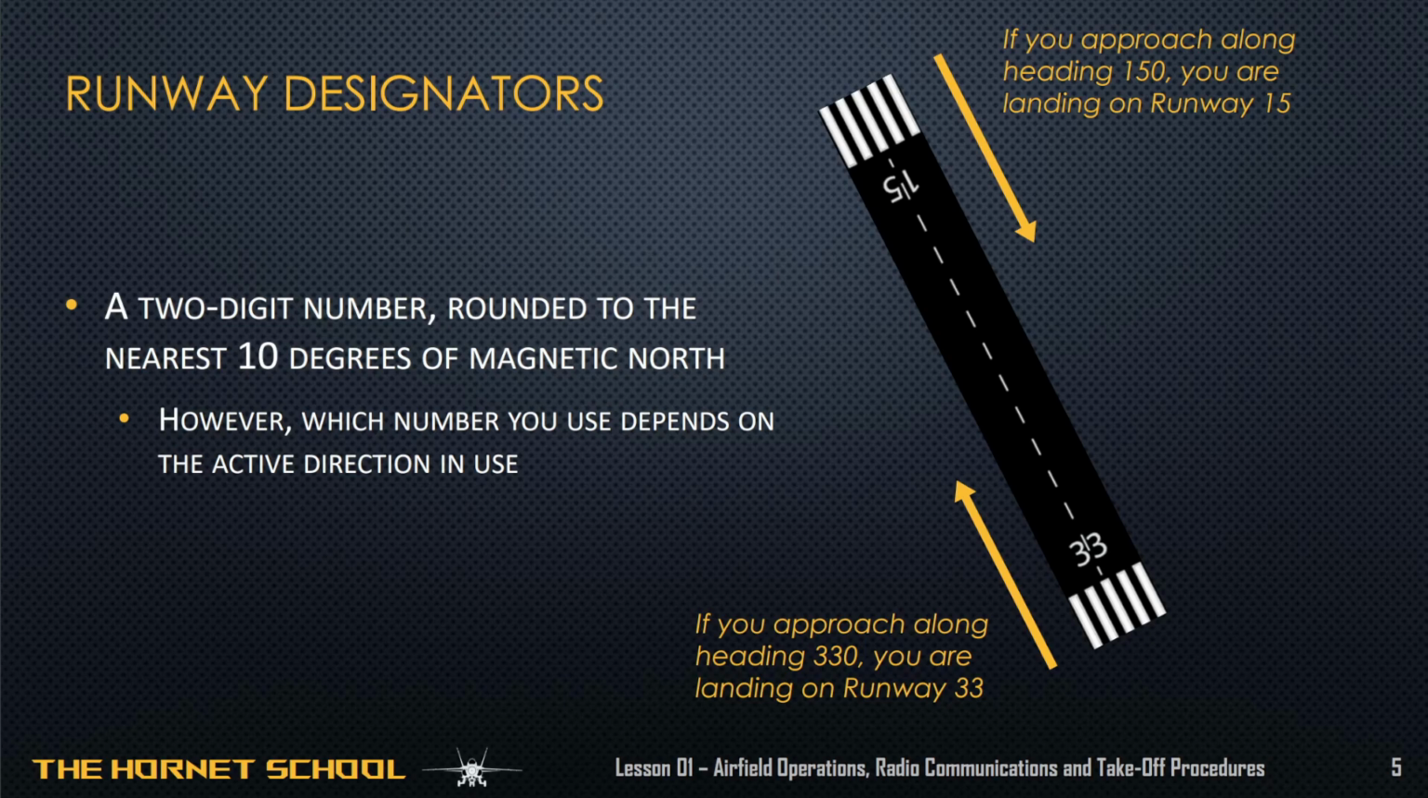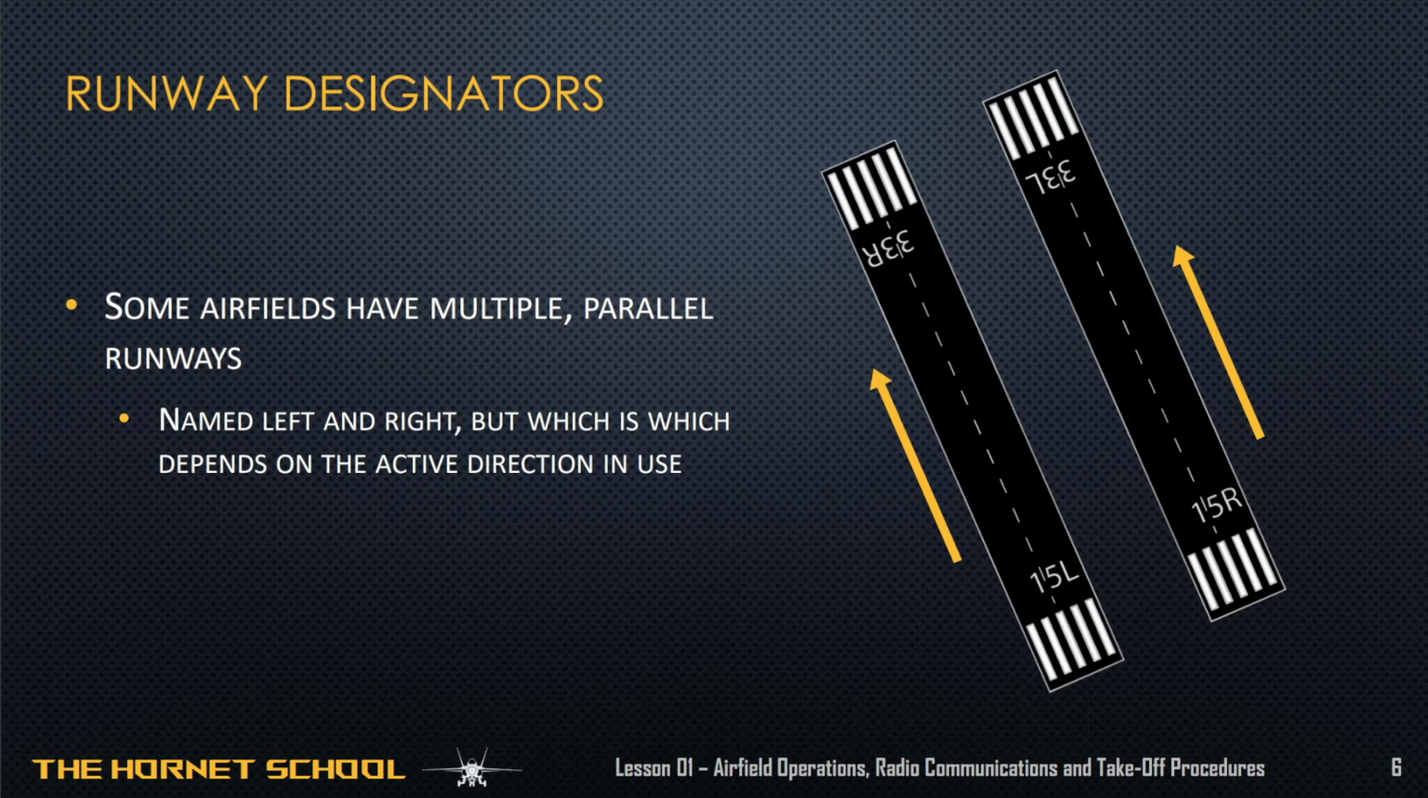Runway designators. A 2-digit number rounded to the nearest 10 degrees of magnetic north. However, which number you use depends on the active direction in use. If you're approaching along heading 150, you are landing on runway 15. If you approach along heading 330, you are landing on runway 33. Some airfields have multiple or parallel runways, named left and right, but which is which depends on the active direction in use. 15 left and 15 right can become 33 left and 33 right.